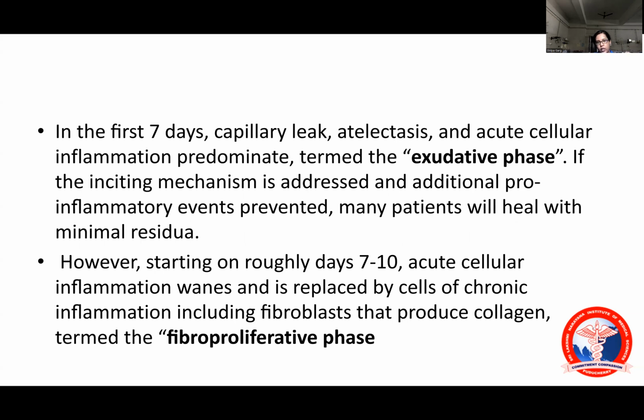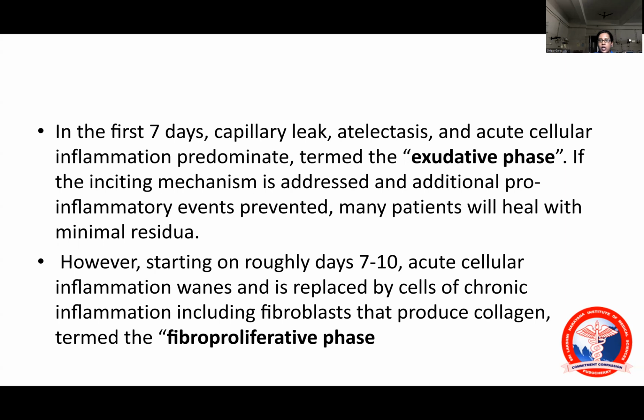During the first week, that is during the first 7 days, what is going to happen in an ARDS? It is called the exudative phase. During this exudative phase, there will be capillary leak, inflammatory eruption, atelectasis, and acute cellular inflammation. If we find out the cause for this, and if we treat the cause and prevent it from further damage, patients mostly heal.